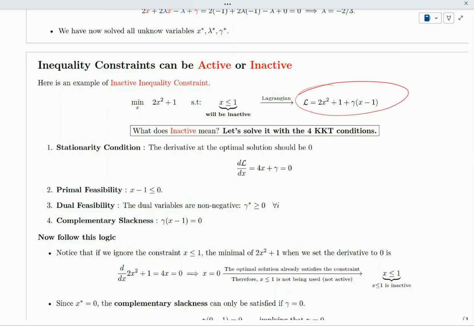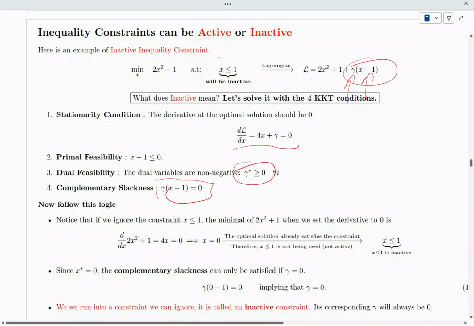Now we follow through the same KKT conditions, which is saying that if we take the derivative, it should equal 0. So there's the derivative. Primal feasibility says that this has to be satisfied. Dual feasibility says that gamma has to be greater than or equal to 0. And complementary slackness says that when you multiply gamma and the inequality constraint together, they should be equal to 0.